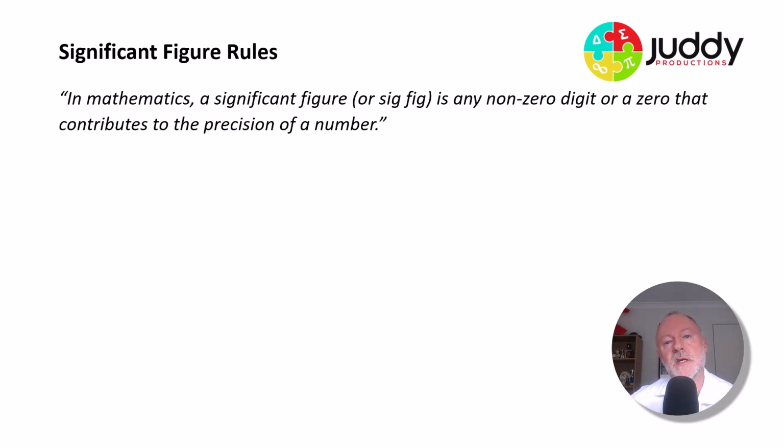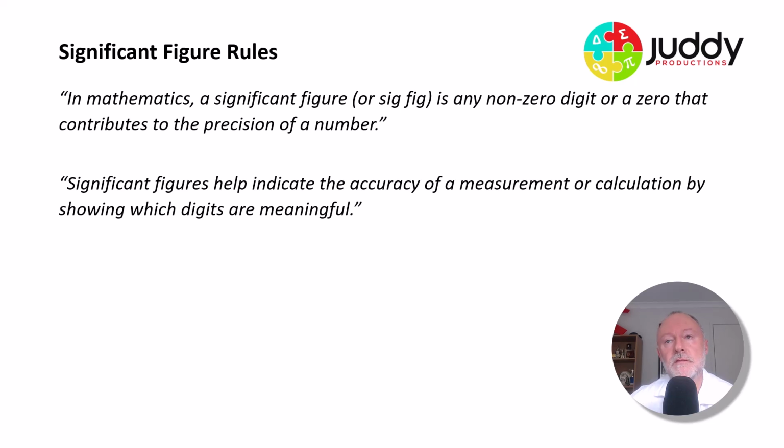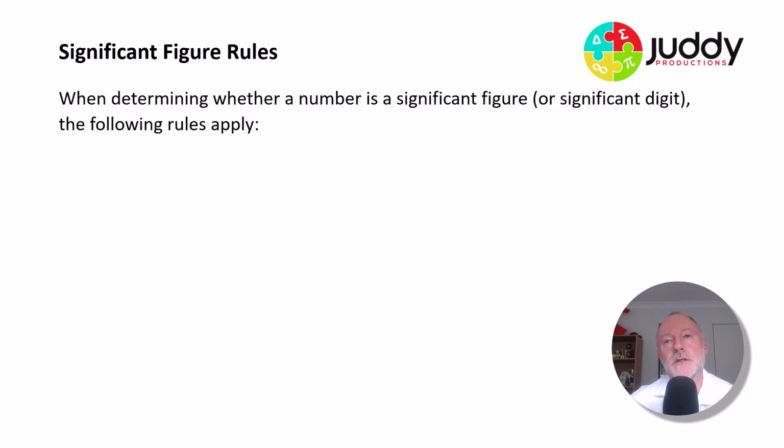In mathematics, a significant figure, or what we call a sig fig, is any non-zero digit or a zero that contributes to the precision of a number. Significant figures help indicate the accuracy of a measurement or calculation by showing which digits are meaningful. So when determining whether a number is a significant figure or a significant digit, the following rules apply. Number one, all non-zero digits are always significant.